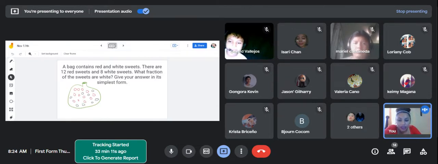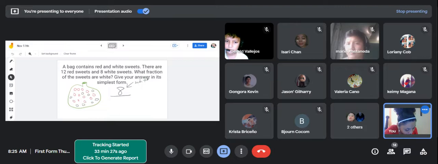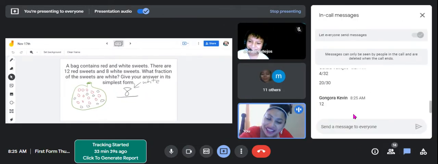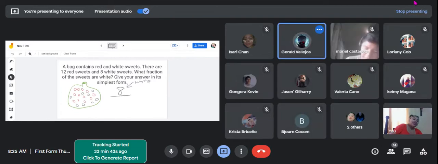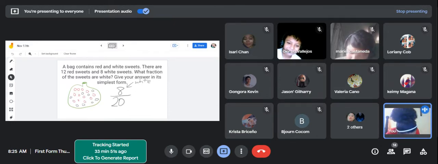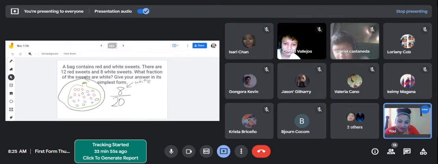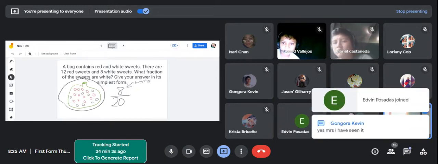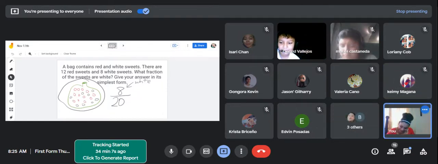And they want you to give the fraction of the white sweets. So, when I make my fraction, what number am I going to put at the top? 8, because this represents the white sweets. What number am I going to put at the bottom? 20. I'm not going to put 12 because 12 is the red sweets. Why 20 though? How many sweets do I have in my bag? But how do you know that it's 20? Because we added 12 with the 8. Very good, Kami.